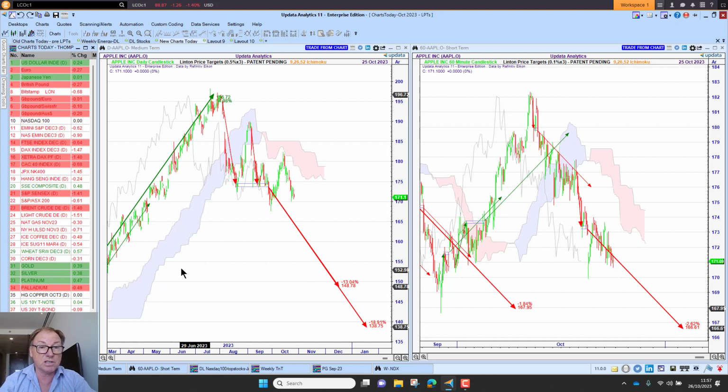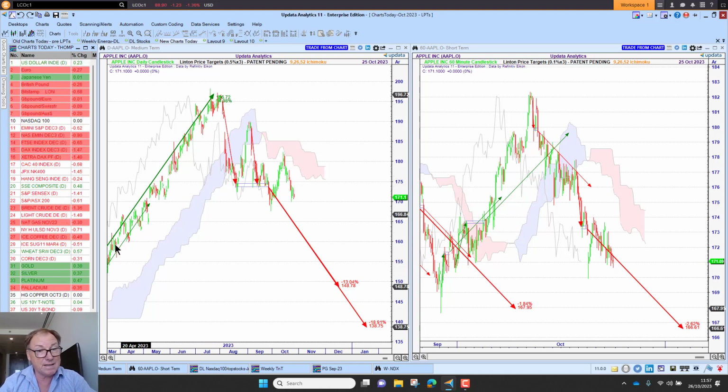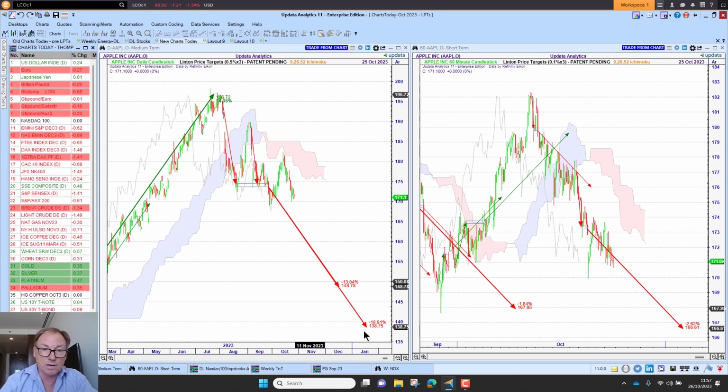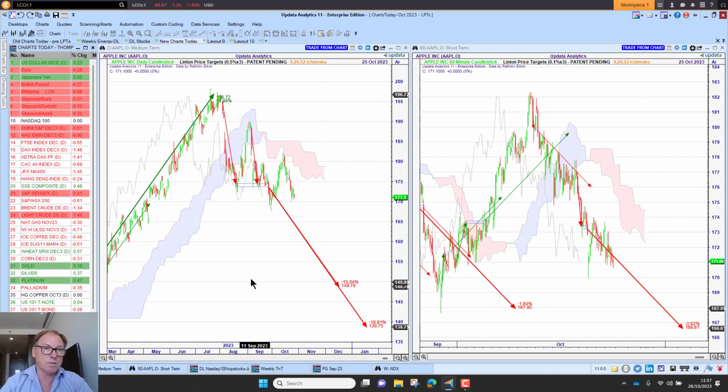Of course, Apple is the biggest stock in the Nasdaq. The target was met. That was the upside target given off the thrust earlier this year. That target was given way back in March. It was met, but now we've got downside targets. Not good news for the market. So really significant there, and certainly something to watch.